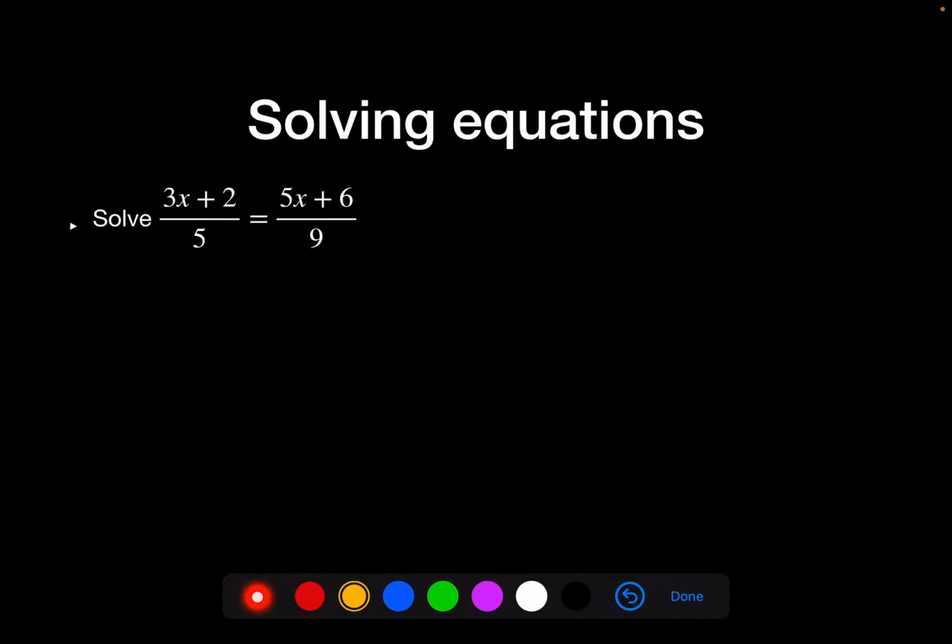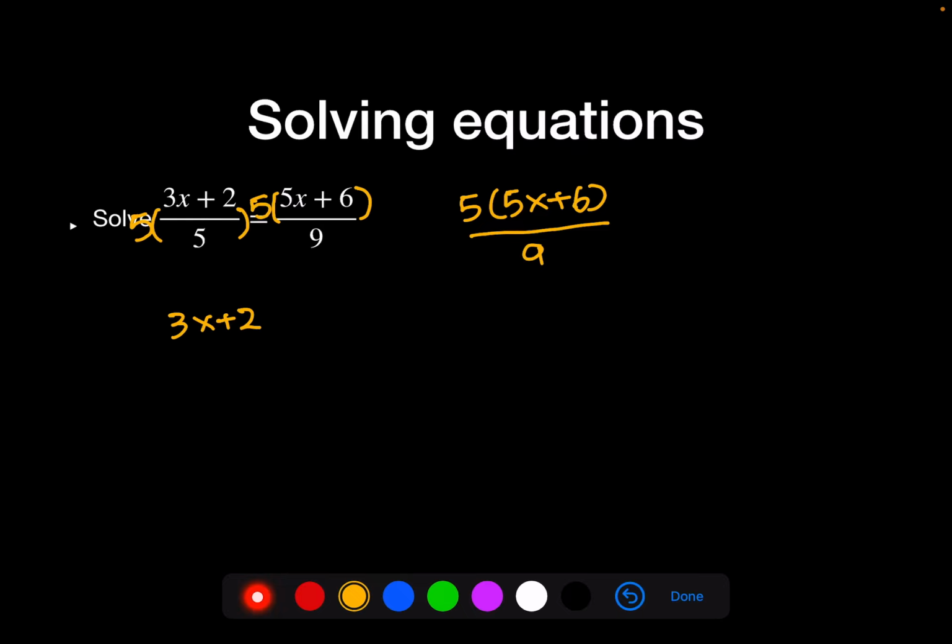So on the left hand side, we're taking 3x plus 2 and then the whole thing divided by 5. If I divide by 5 and I multiply by 5 again, then I get rid of the fraction and I'm left with 3x plus 2. But of course I can't just multiply by 5 on one side, I have to multiply by 5 on the other side as well. So notice that by multiplying by 5 on the other side here, I get this little bracket over here, which is 5x plus 6, and then that's still over 9.